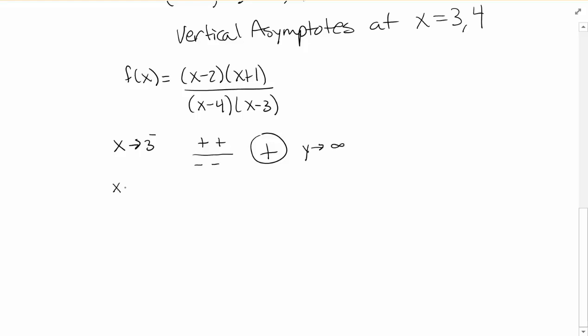As x approaches 3 from the right, something like 3.1 would be a number just to the right of 3. 3.1 minus 2 is positive. 3.1 plus 1 is positive. 3.1 minus 4 is negative. And 3.1 minus 3 is just positive. So overall, that function is negative, so my y is approaching negative infinity.